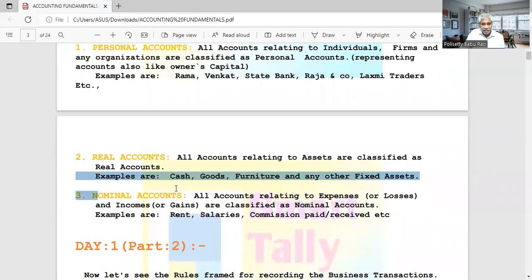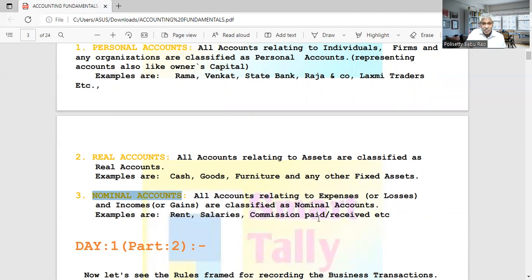Next, number three, nominal accounts. The name itself indicates it is nominal only, limited for 1 year. I will tell you how. All the accounts relating to expenses or losses. Expense means we pay money. Loss means it is an expense, but you don't pay money. Without payment, it is an expense to us. That's why it's called loss. So all the accounts relating to expenses or losses, and incomes or gains. Income, we receive money. Gain means we don't receive money, but it is an income to us. That's why incomes or gains are classified as nominal accounts. They are called nominal accounts.